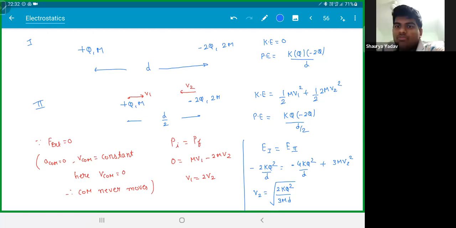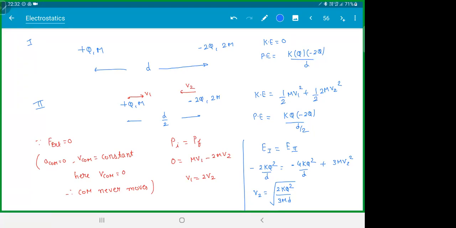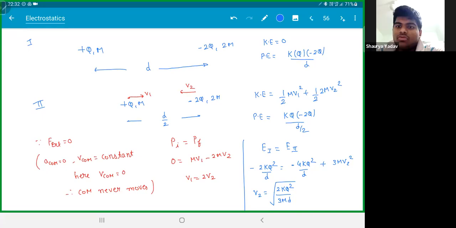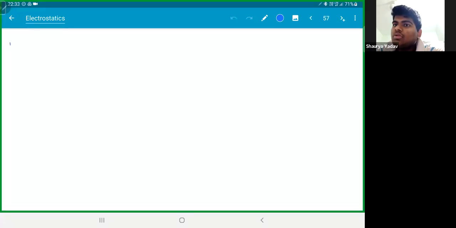Sir, could we conserve momentum with respect to center of mass? Why do you want to do that? You can conserve even if center of mass is at rest. Doesn't matter. Next one.